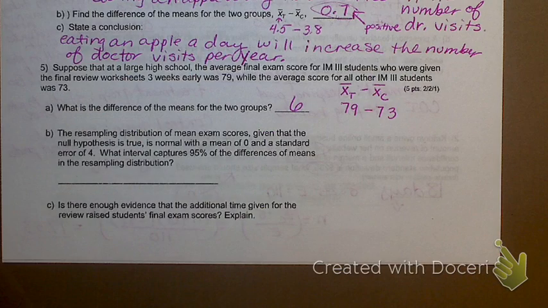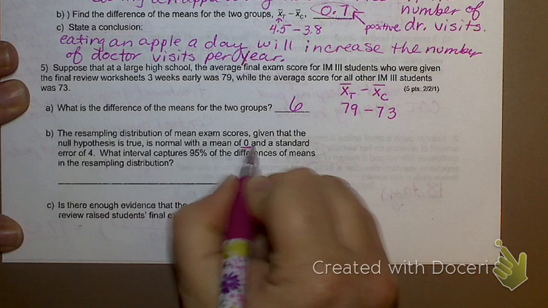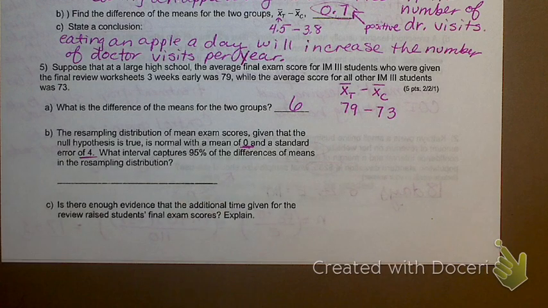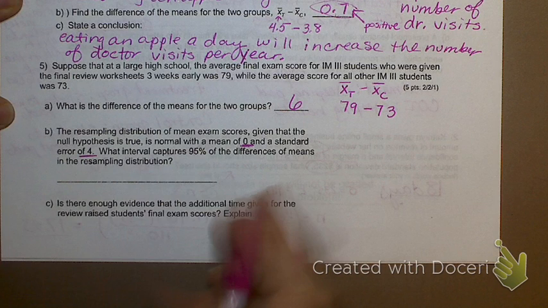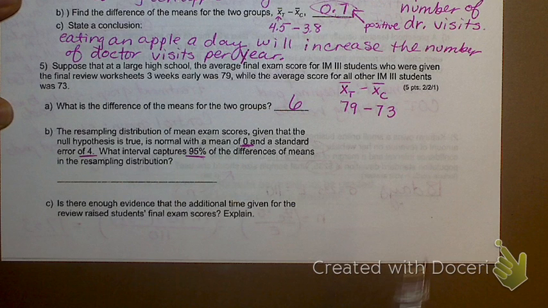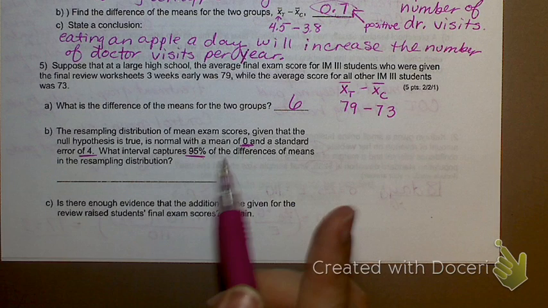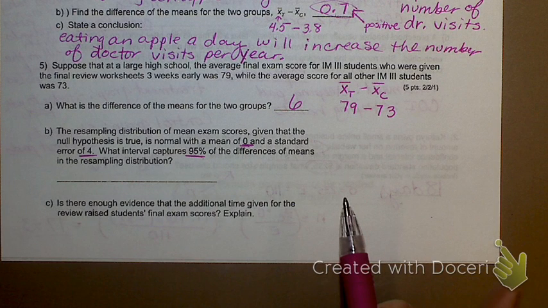The resampling distribution of mean scores, given that the null hypothesis is true, is normal, with a mean of 0 and a standard error of 4. What interval captures 95% of means in the resampling distribution? Do you remember that 95% is 2 standard deviations out on either side of your bell curve, if you have the mean in the middle?